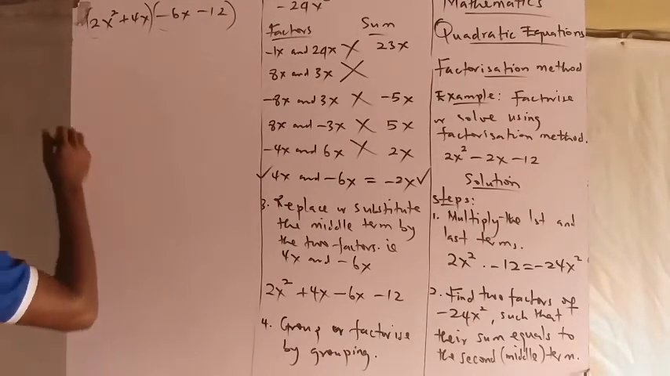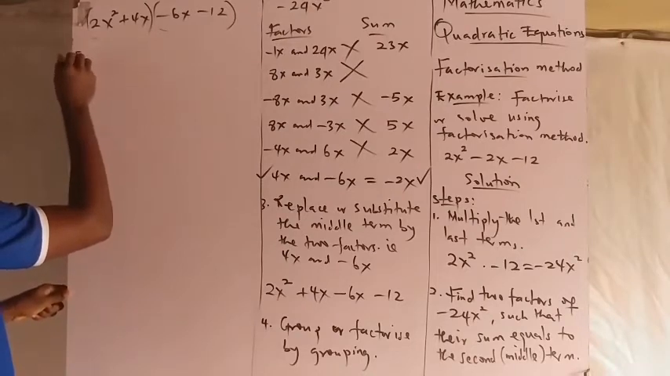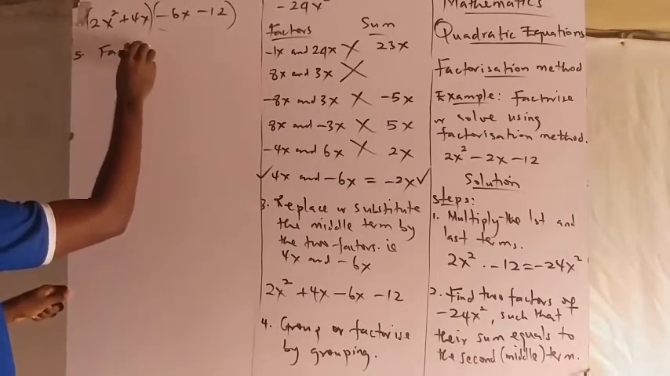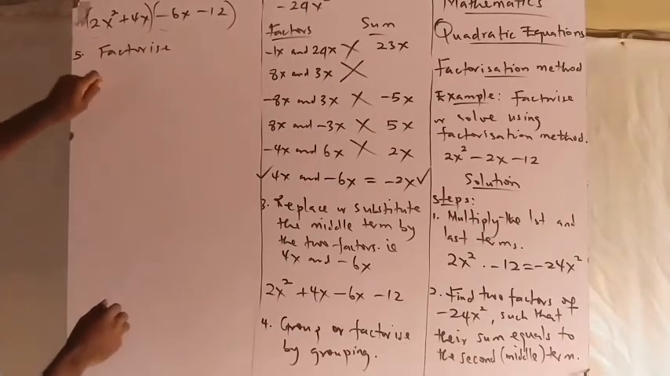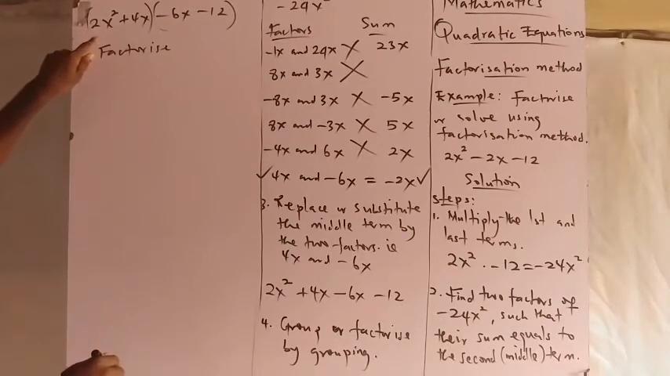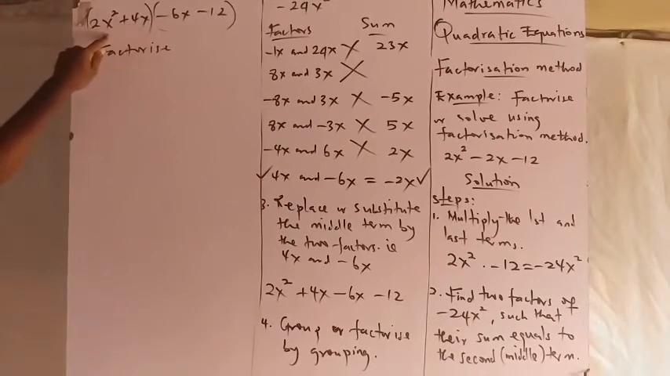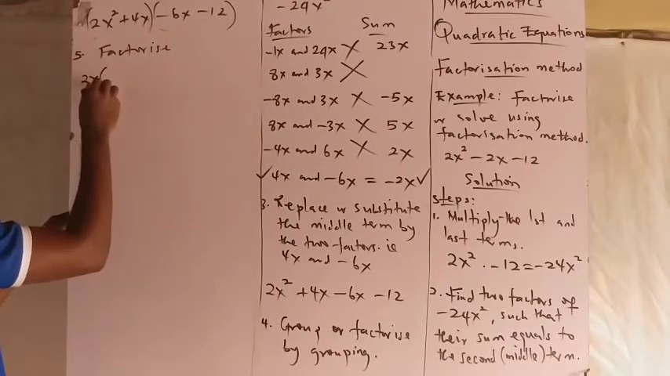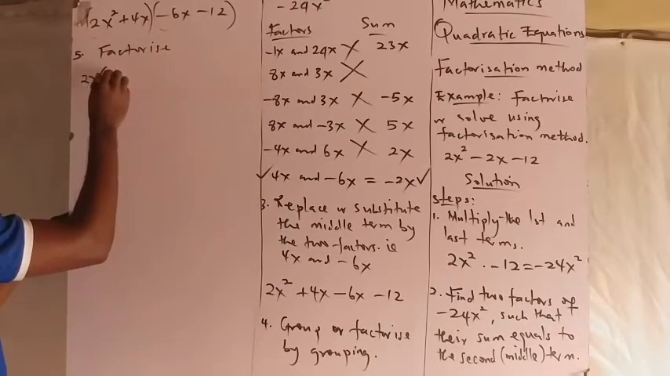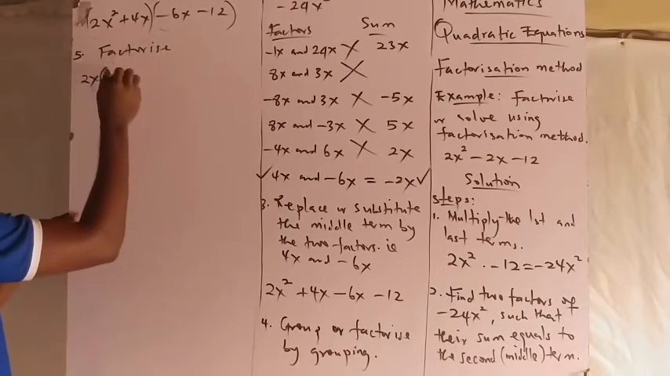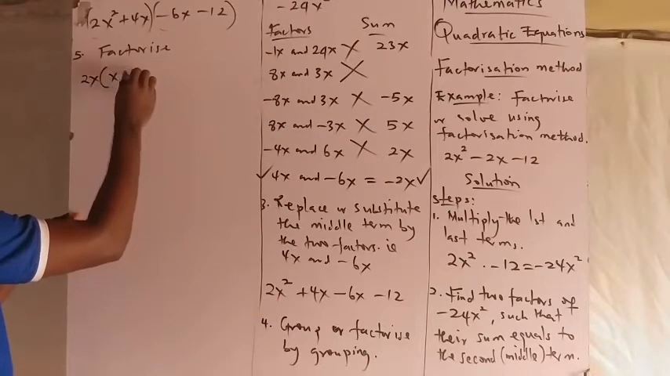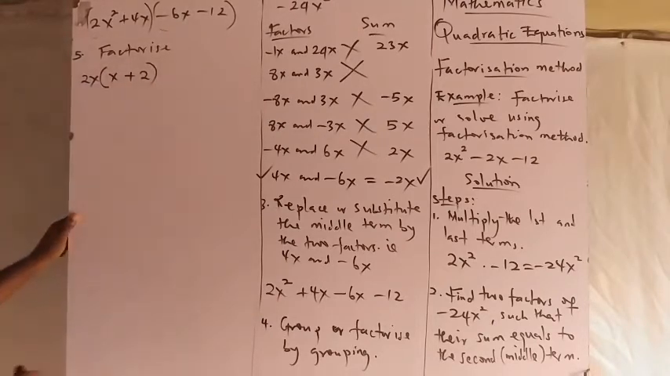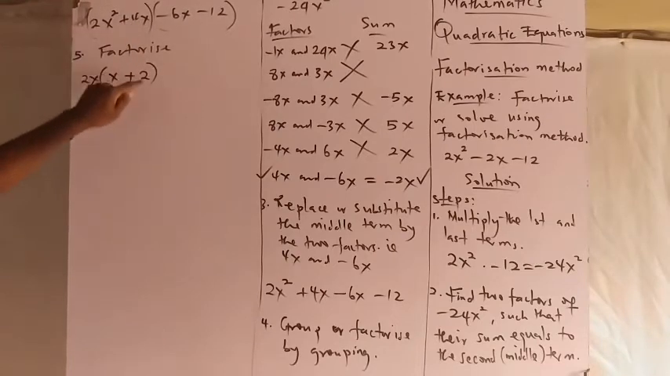Now, I want to factorize. So, step 5 is factorize it now. In the first bracket, what is common? 2x is common. 2 is here, x is here. So 2x is common. Write the 2x and open the bracket. 2x into 2x squared, you'll be left with only x. 2x into 4, that answer is 2, because 2 into 4 is 2 and x will cancel the x.